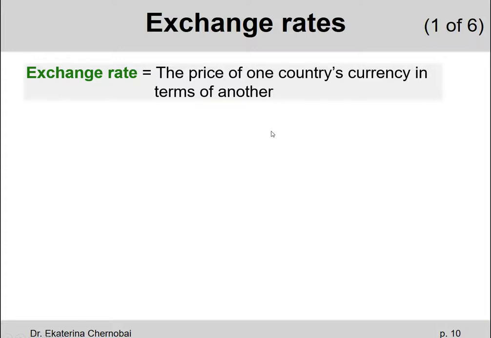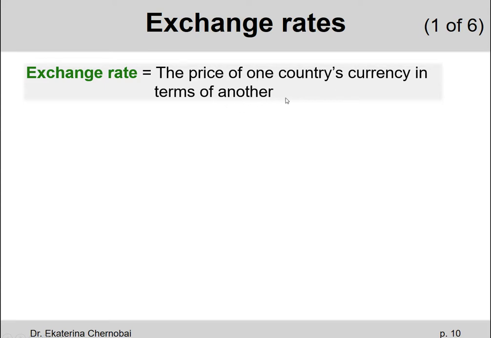Now let's start looking at some numbers. So let's take a step back and think about what we actually mean by an exchange rate. An exchange rate, let's say between the yen and the dollar or the dollar and the euro, is really nothing but the price. It's the price of one country's currency in terms of another.